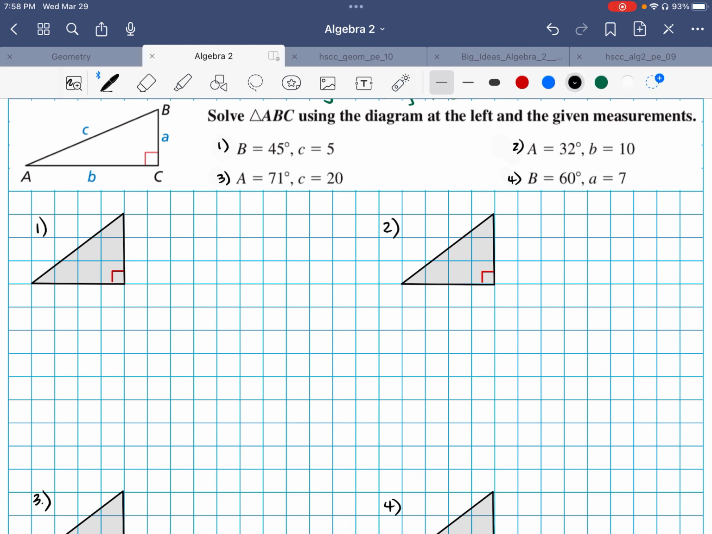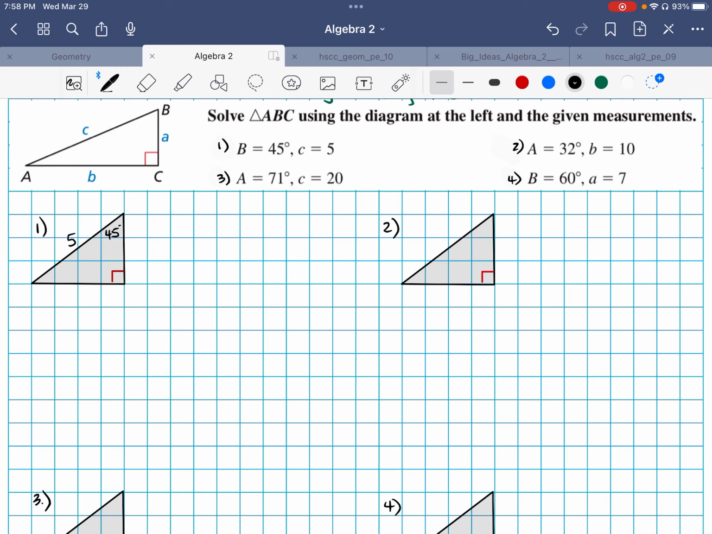It says that angle B is 45 degrees. So what I'm going to do is I'm going to find where angle B is. Angle B happens to be right there. So in the top corner, I'm going to write a 45-degree angle there. So we'll put 45 degrees right there. And then we're going to say that side C is 5. Now C is the side also known as the hypotenuse, so I'll put a 5 right there.